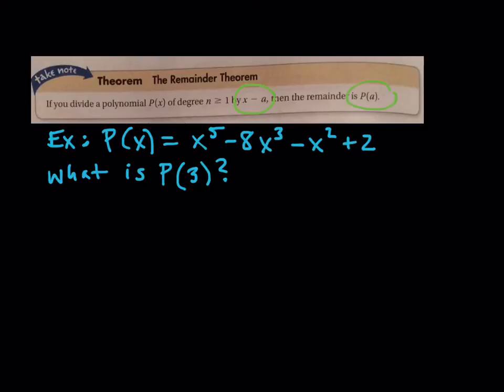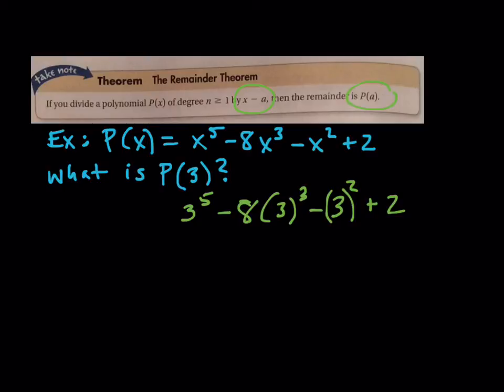Here's a polynomial. P of x is x to the 5th minus 8x cubed minus x squared plus 2. First, if we wanted to find p of 3, the option that you already know is to plug 3 in every time you have an x, and then evaluate the polynomial. So 3 to the 5th minus 8 times 3 cubed minus 3 squared plus 2. Let's check this one real quick so we have an answer to compare.